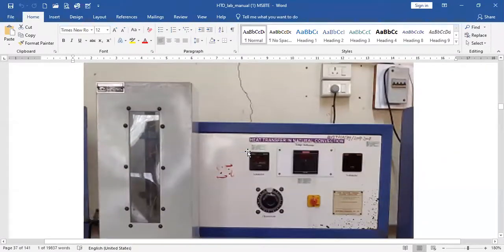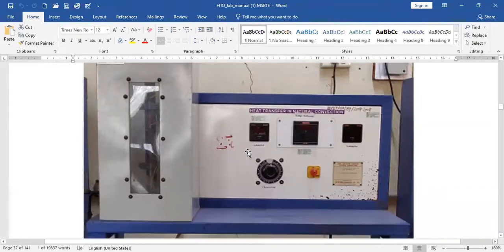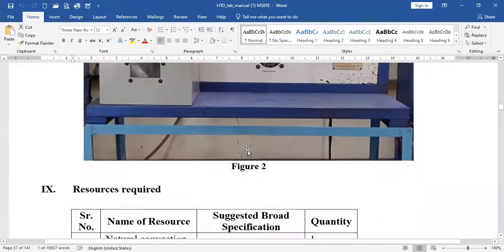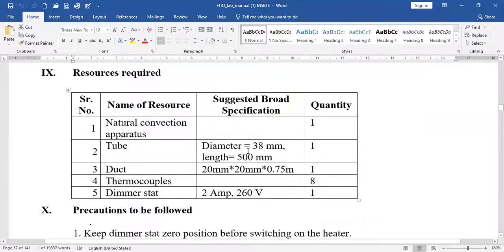So this is one of the experimental setups. We are going to show the actual experimental setup which we have to use for recording the observations.